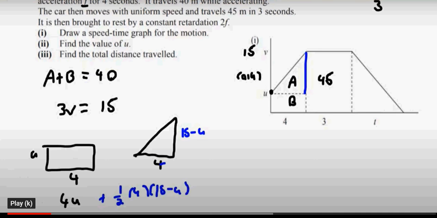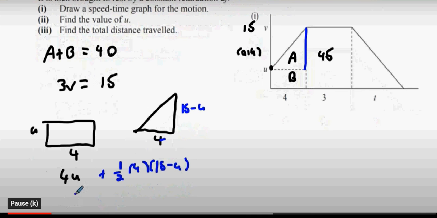Now, we have a triangle A and a rectangle B. Rectangle B is u in height and 4 seconds across. It's 15 take away u for the blue height. That's why it's a half times 4 times 15 minus u. And then we get 4u plus, it's basically half of 4 is 2, 2 times 15 minus u, 30 minus 2u.